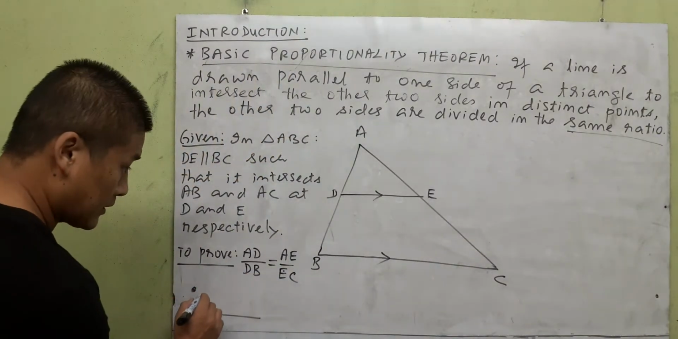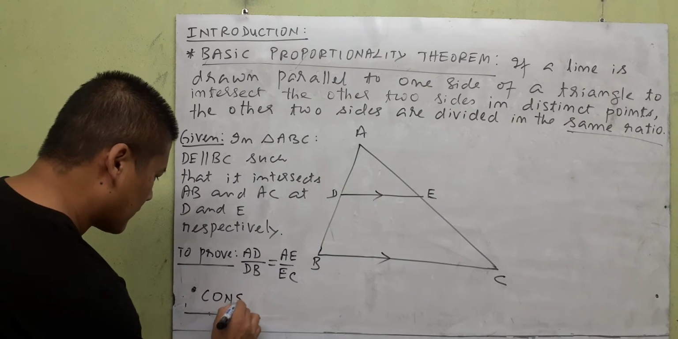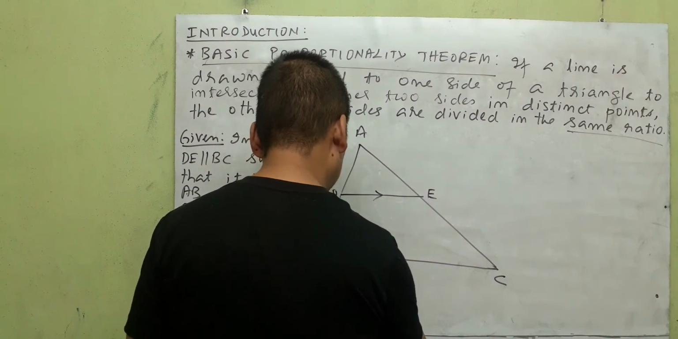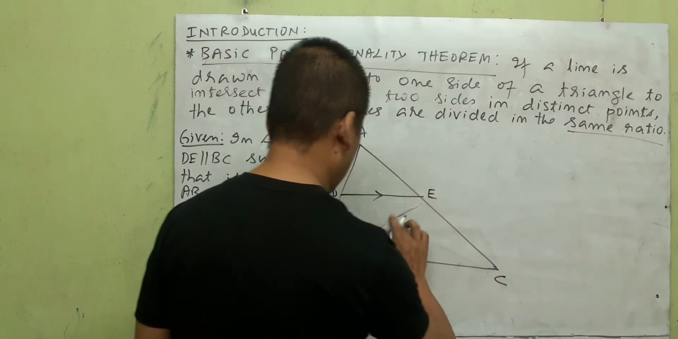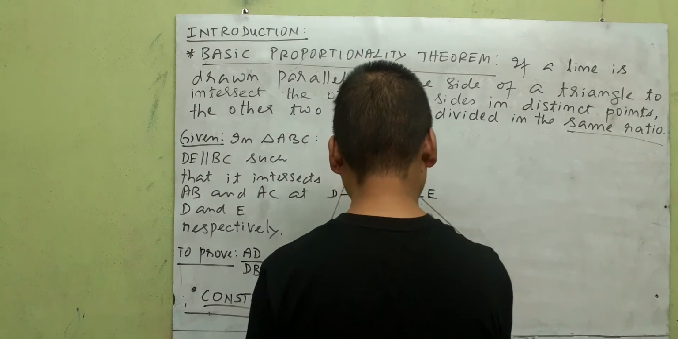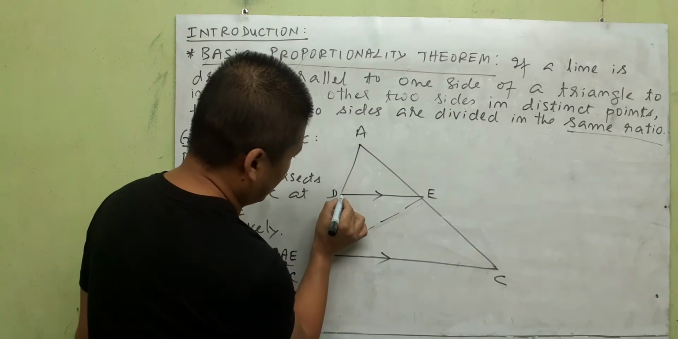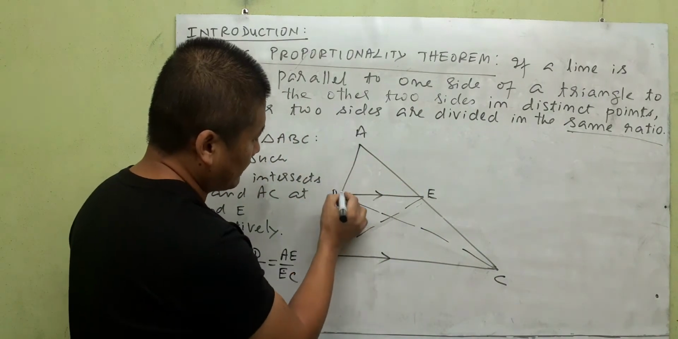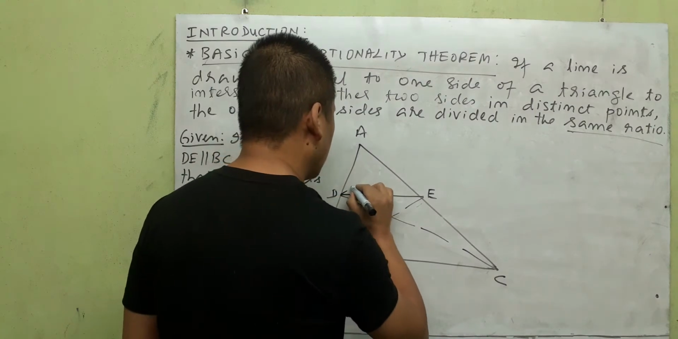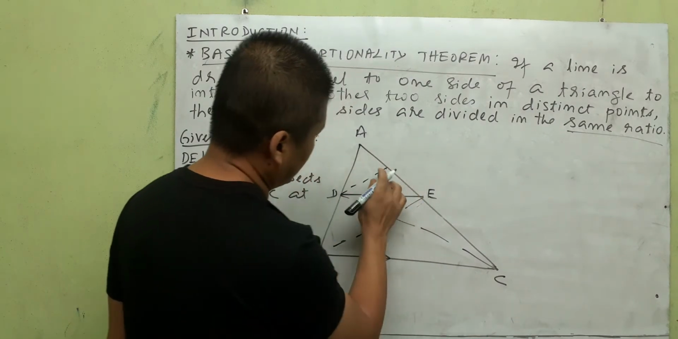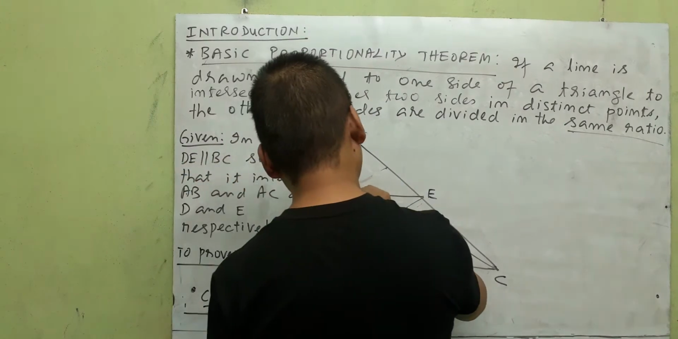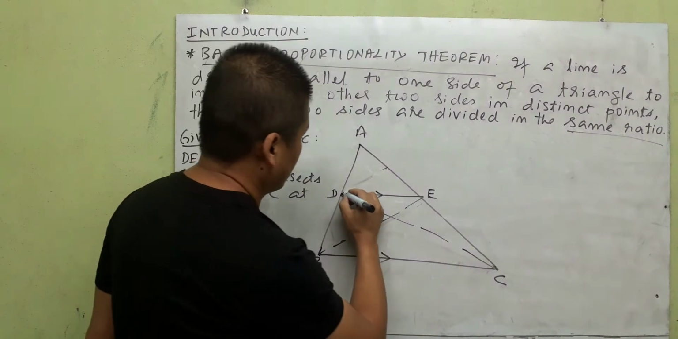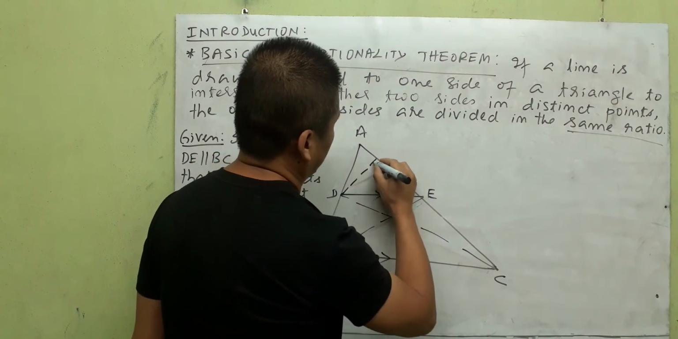So in order to prove this, let us do a construction. Construction means something we are doing extra. Let us join BE and then DC, this one, and then let us draw from this point one line making 90 degrees, one line which is perpendicular from here. So D perpendicular, 90 degrees.